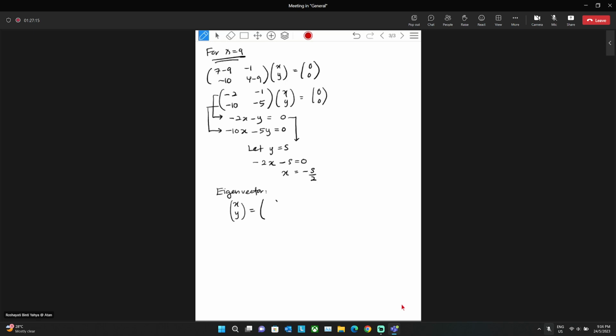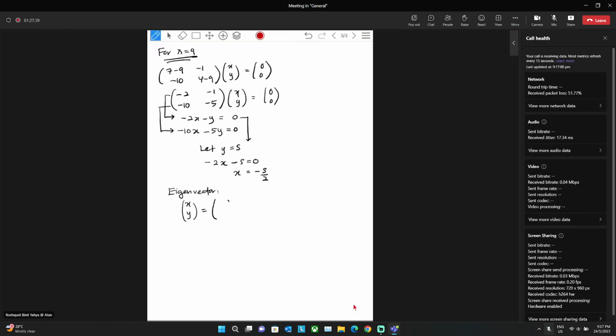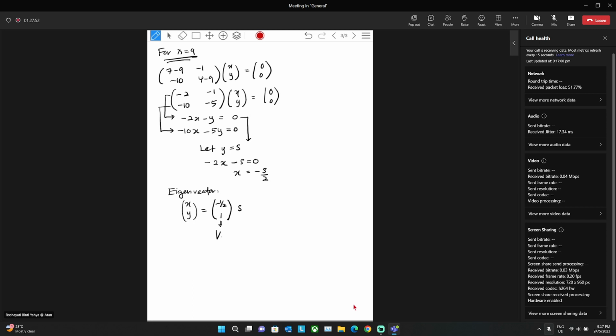Okay. So, Y equal to? For Y? Y itu 1. Hmm? 1, doktor. Okay. Hanan section berapa? Saya section 8. Okay. Very good. So, here, this is your V. So, V1 equal to negative half and 1. Okay.